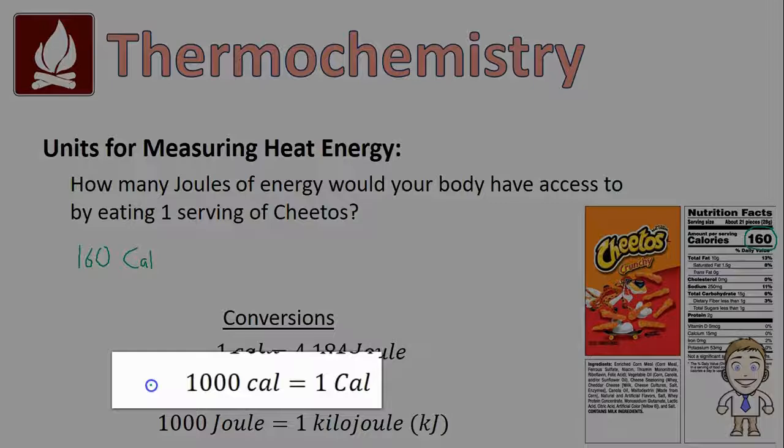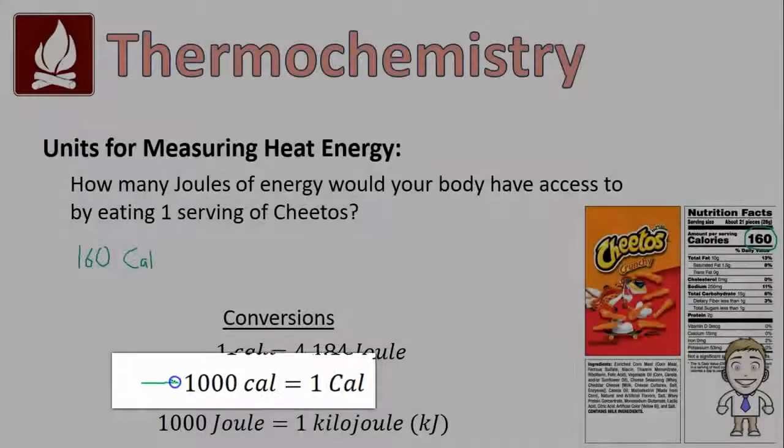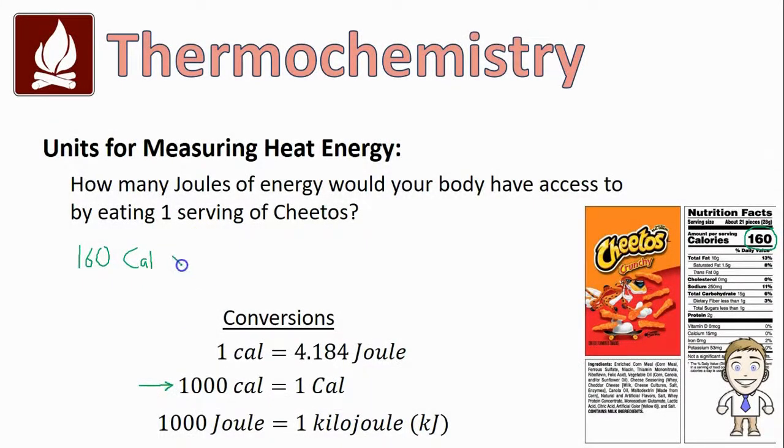The first conversion I noticed that might be helpful is that there's 1,000 lowercase c calories in 1 food calorie. So using dimensional analysis and canceling off capital C calories top to bottom, I can find out how many lowercase c calories there are by saying that 1 capital C food calorie has 1,000 lowercase c calories.